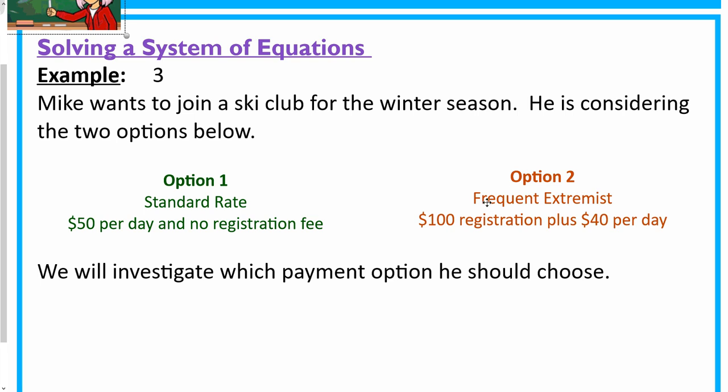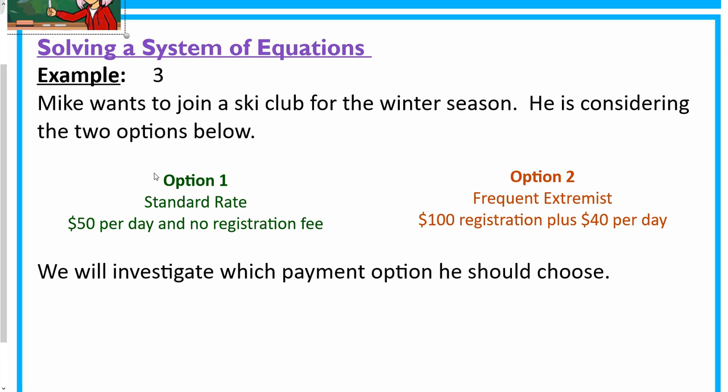Option 2 is frequent skier, which means you pay $100 registration, so just a one-time fee. But then every time you ski, you pay $40 instead of $50. So it's a little bit cheaper each time you ski, but there is that $100 upfront fee. And so we want to know which option is better, right? Is option 1 better? Is option 2 better?